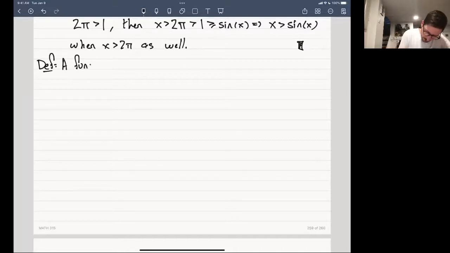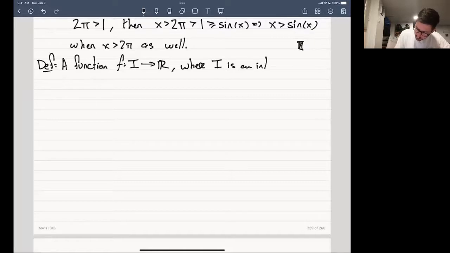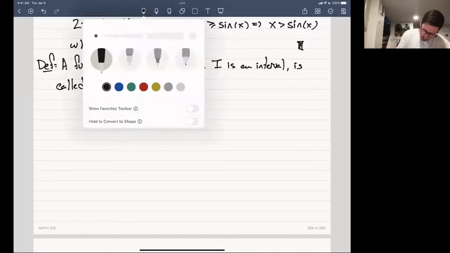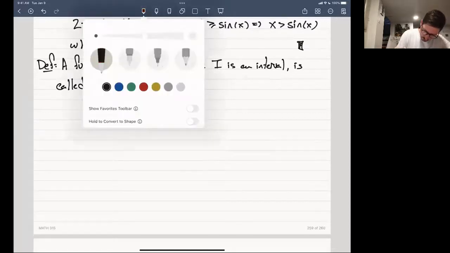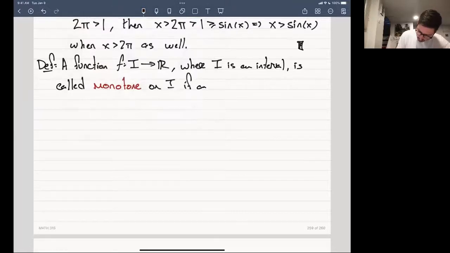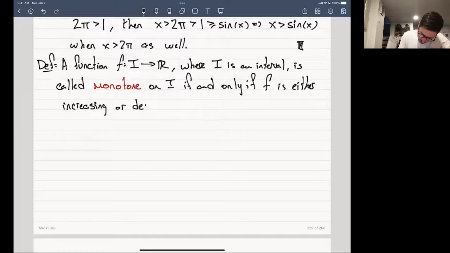A function f, which transports you from an interval I into the real numbers, so where I is an interval, is called monotone on I, if and only if f is either increasing or decreasing throughout I.